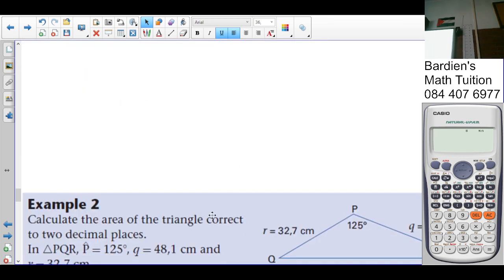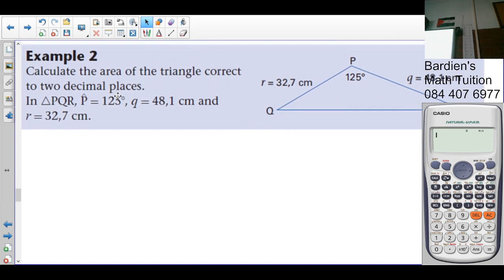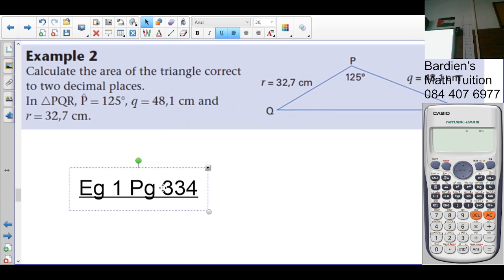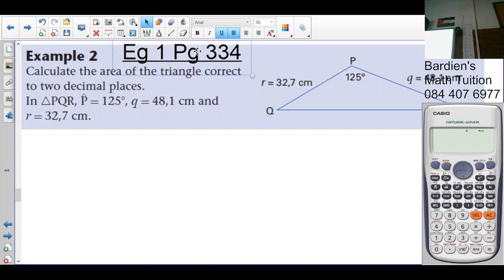Look at example 2. Example 2, calculate the area of a triangle correct to two decimal places. In triangle PQR, angle P is 125 degrees, q is 48,1, and r is 32,7. Do we have two lengths and an included angle? Yes, so do your thing.